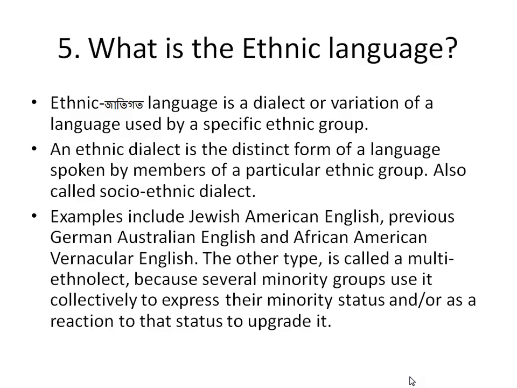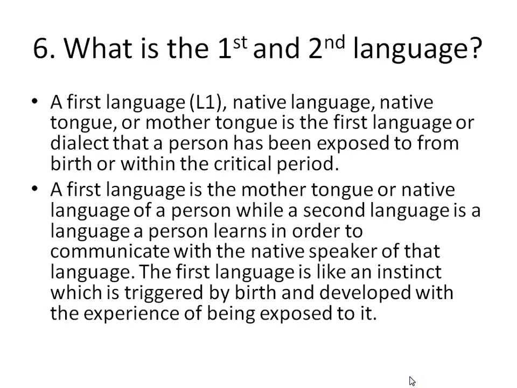So an ethnic dialect is distinct from a language spoken by the members of a particular ethnic group. And examples include Jewish American English, Pennsylvania German Australian English, African American vernacular English, that is the ethnic language or dialect. So have you got the difference between ethnic and dialect? Sileti bhasha holo dialect, আর খাসিয়াদের ভাষা হলো ethnic language. Clear? If you do not, okay, tell me. So that is ethnic. What is the first and second language?